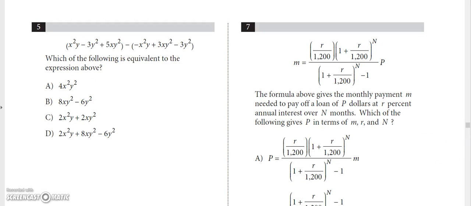It says the formula above gives the monthly payment M needed to pay off a loan of P dollars at R% of annual interest over N months. Which of the following gives P in terms of M, R, and N?